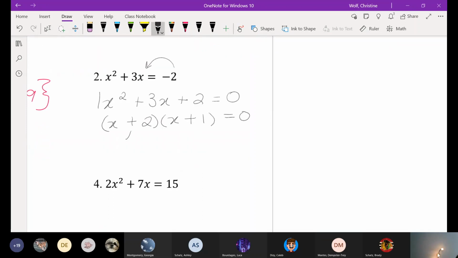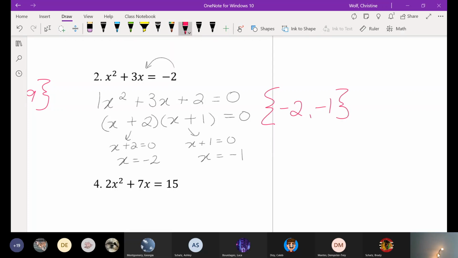Et maintenant, this part you'll be able to do in your head eventually. So, je prends chaque facteur et le mets égal à 0. Et je résous. So to send that 2 over to the other side, it becomes negative. Send the 1 over to the other side, it becomes negative. So fini. Les réponses ici, négative 2 et négative 1.